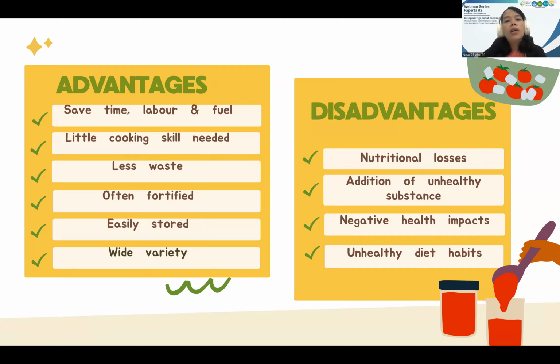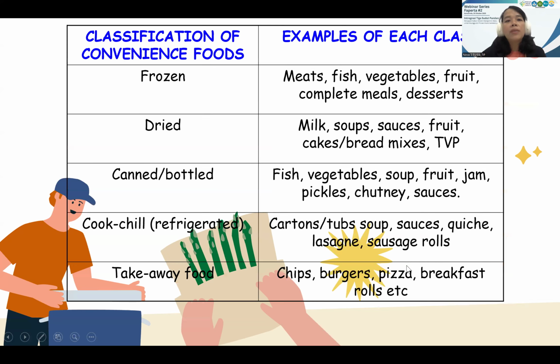But besides the advantages, of course, there are some disadvantages of processed food. The first is nutritional losses. It might happen during the processing, and the addition of unhealthy substances, for example, preservatives or maybe some flavor additives, and a negative health impact, and an unhealthy diet habit. This is some classification of convenience food.